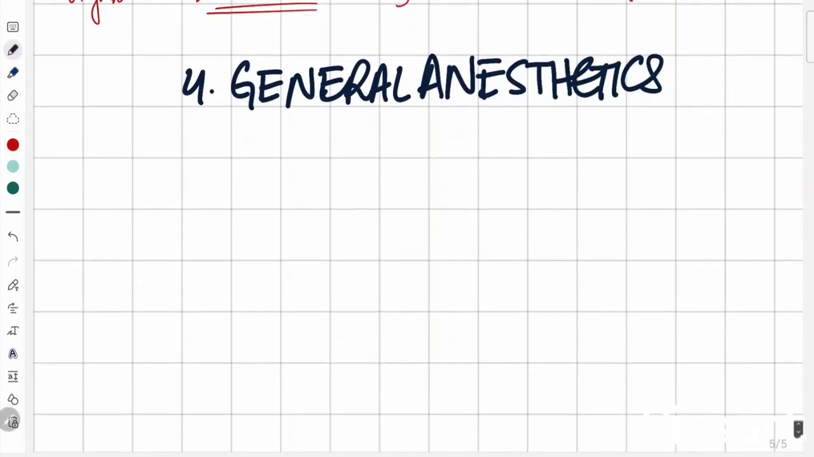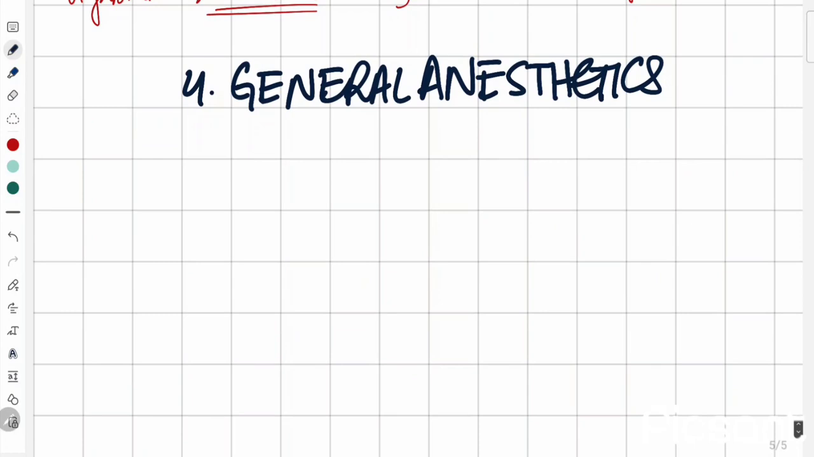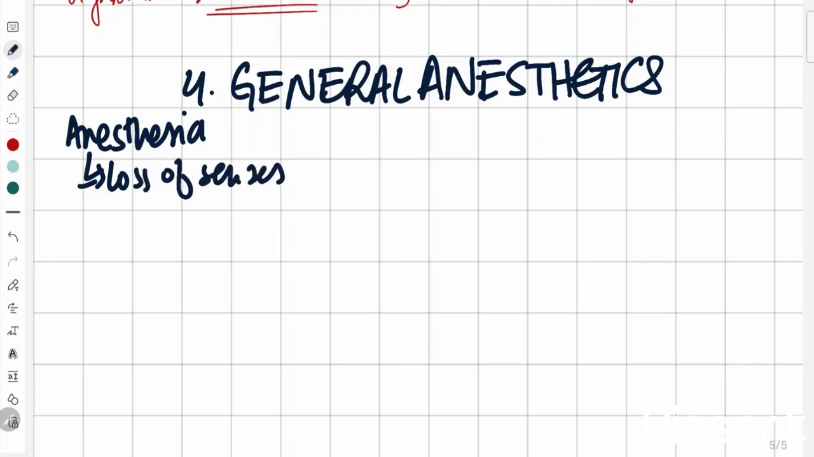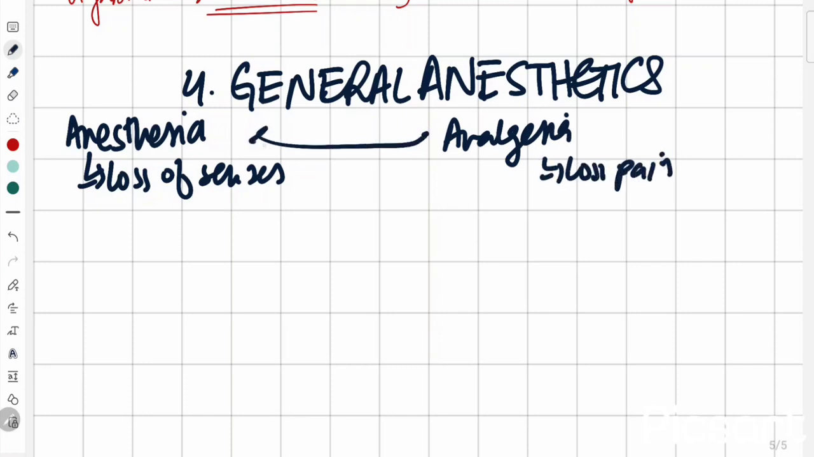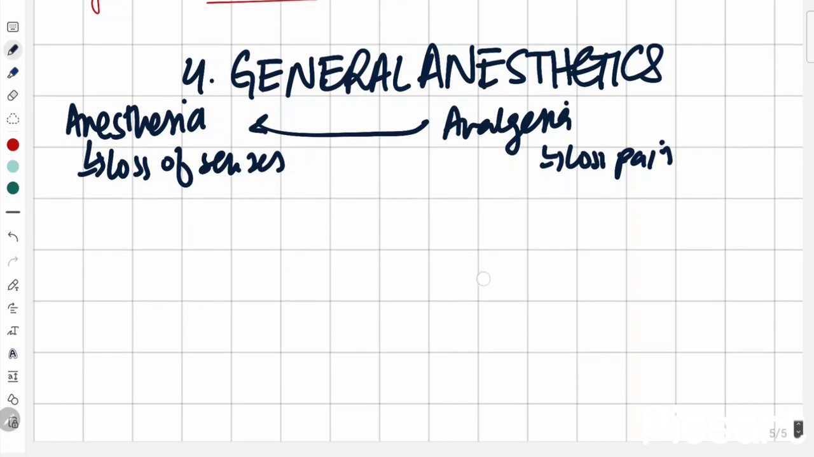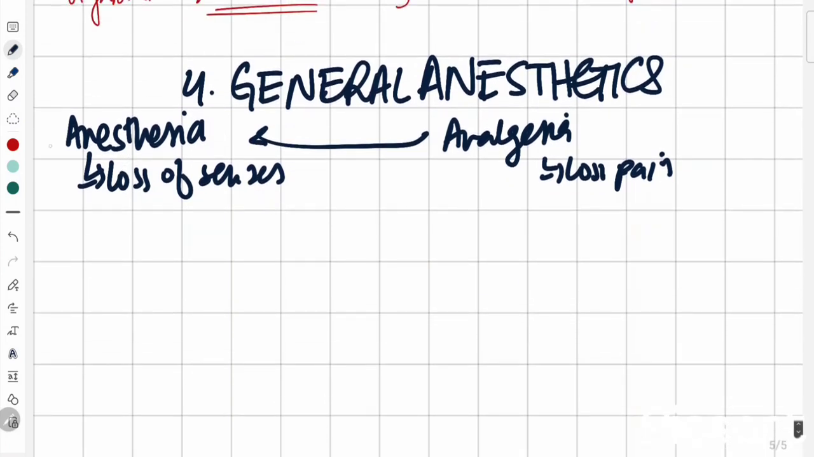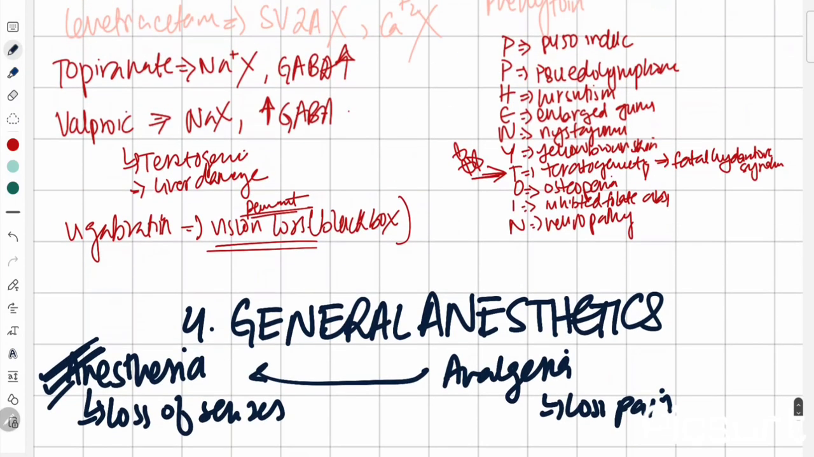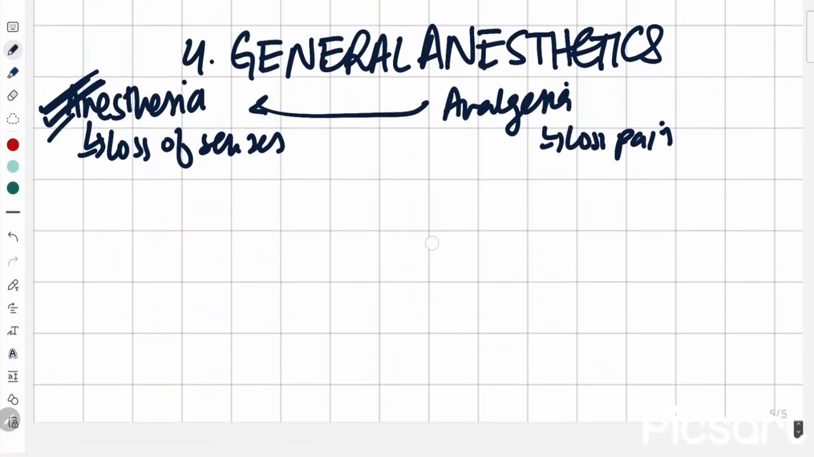Okay, next is general anesthetics. In general anesthetics, first you need to make it clear what is anesthesia and what is analgesia. Anesthesia is loss of senses, and analgesia is loss of pain. Analgesia is a subset of anesthesia. They are not the same. In anesthesia, you not only cannot feel pain, but you are also unable to feel anything else. So that is that.